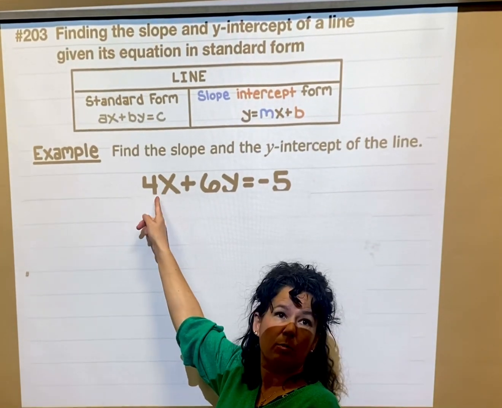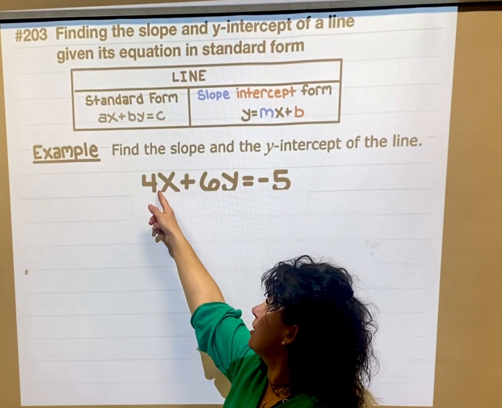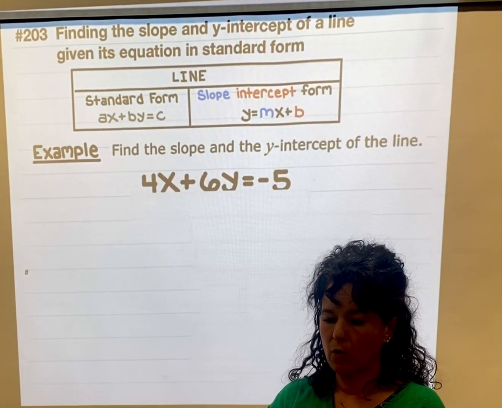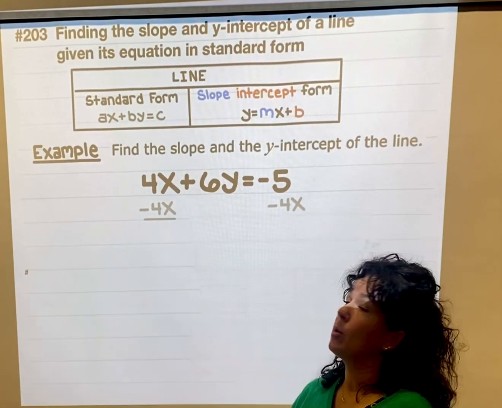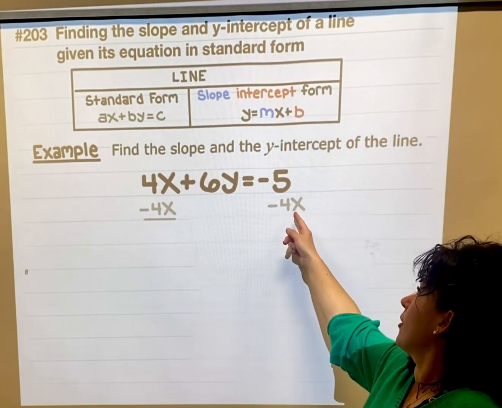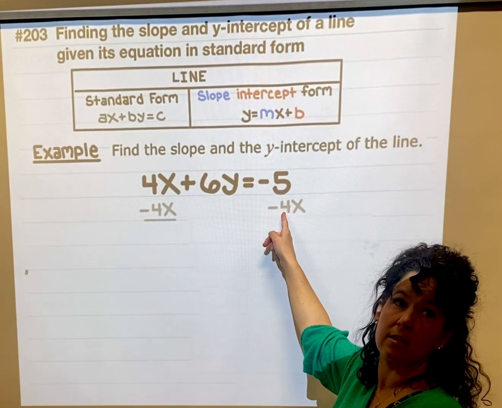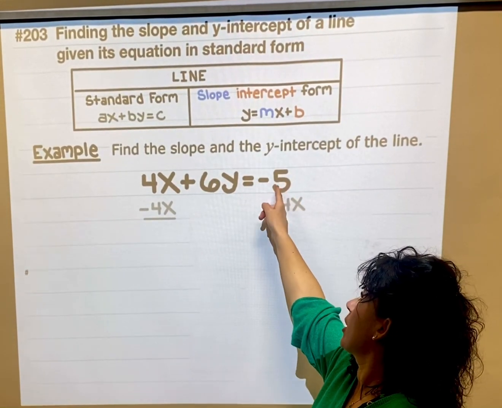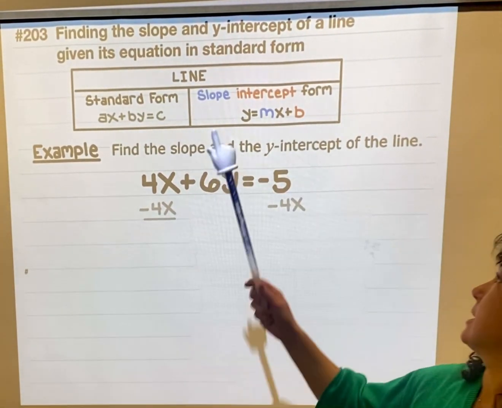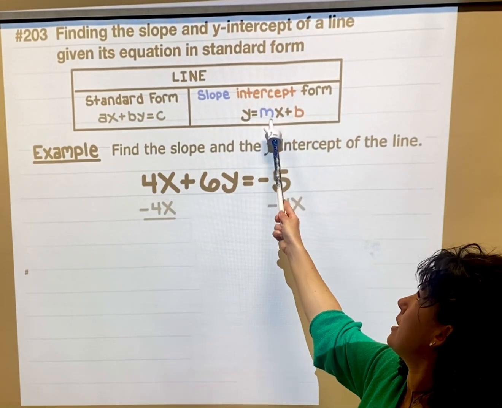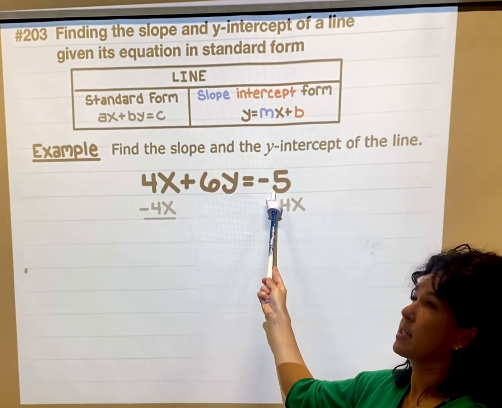So step one is to move the x's to the other side. You're going to always do that by adding or subtracting. So since that's a positive 4x, I'm going to subtract 4x from both sides, leaving me with 6y on the left. On the right side, I have an option. I could write negative 5 minus 4x, or I could write negative 4x minus 5, but keeping in mind that the goal is to make it look like mx plus b, I'm going to put my x's first. So I'm going to write negative 4x minus 5.